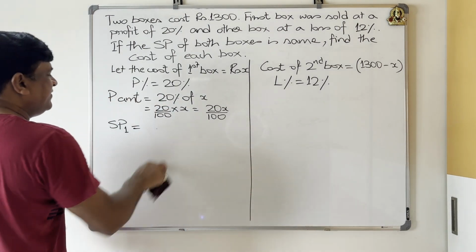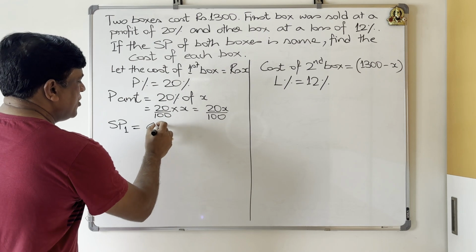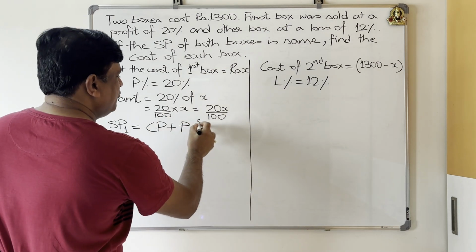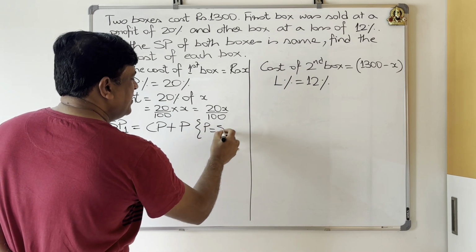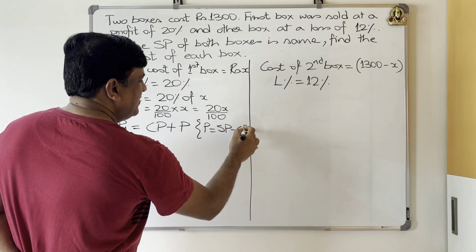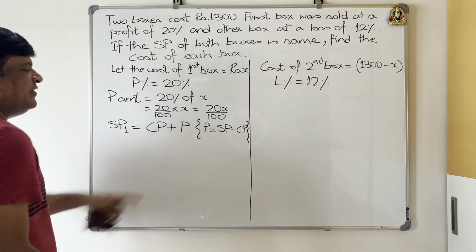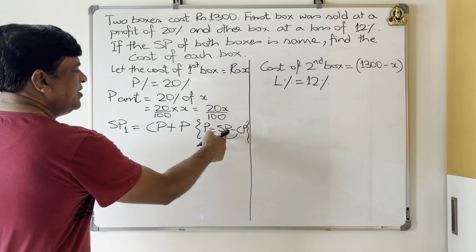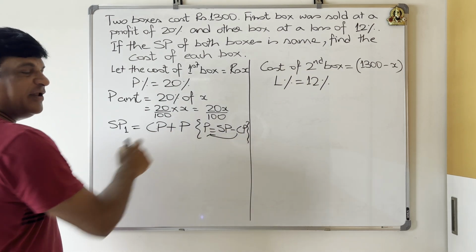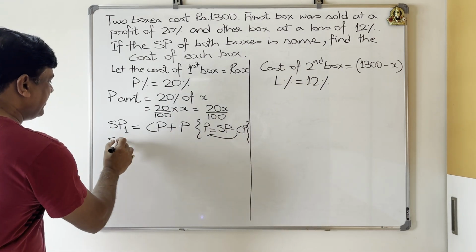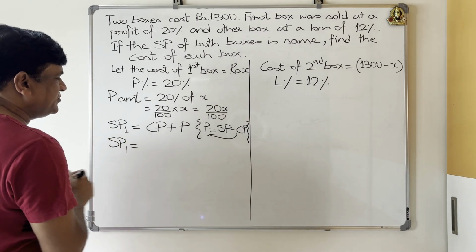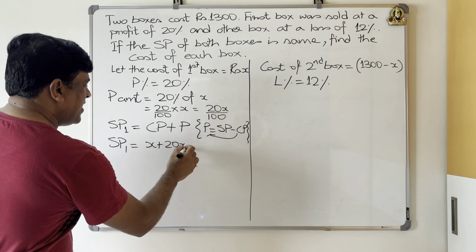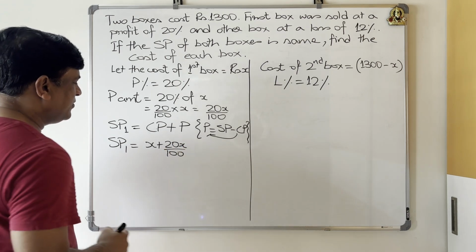So selling price is nothing, it will be cost price plus profit, because we always know that profit is calculated like this, right? We knew that one. Profit is always SP minus CP. So what did I do? I took the CP over here. So SP will become CP plus profit. So the selling price of the first box is what? x plus 20x by 100, right?